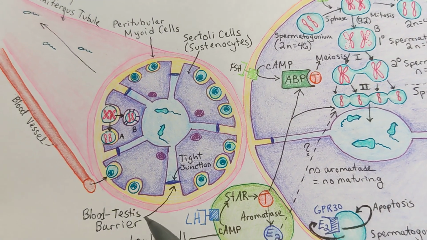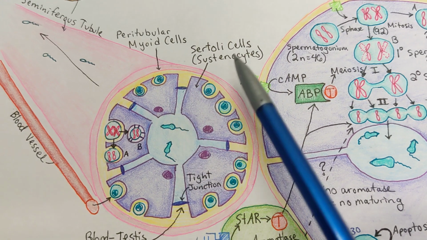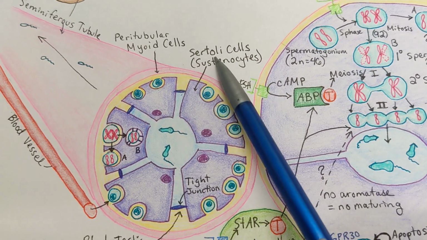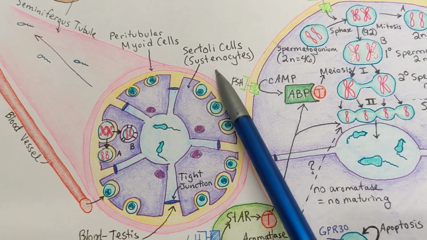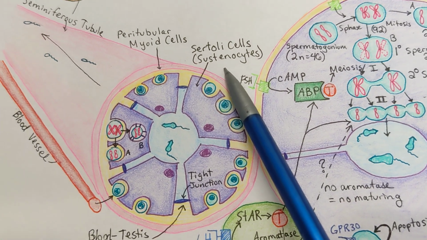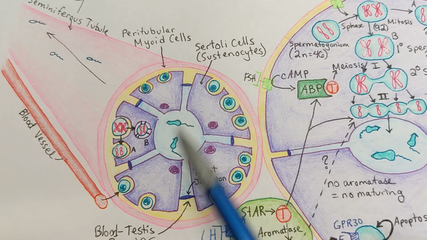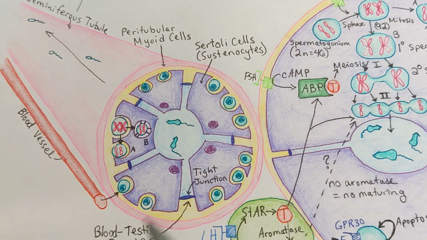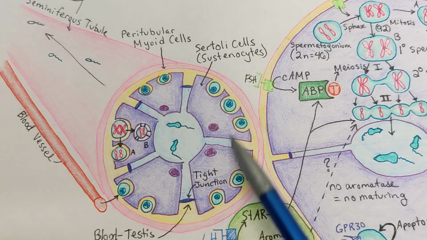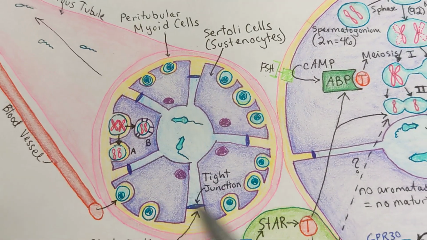Another very important cell within the seminiferous tubules are these purple cells here, which are called Sertoli cells. They're called cystenocytes, they're called sustenacular cells, and they're also called nurse cells. So a lot of different names. Ultimately, I'm going to call them Sertoli cells. These are making up the bulk of the volume of the tubule, forming this perimeter here.